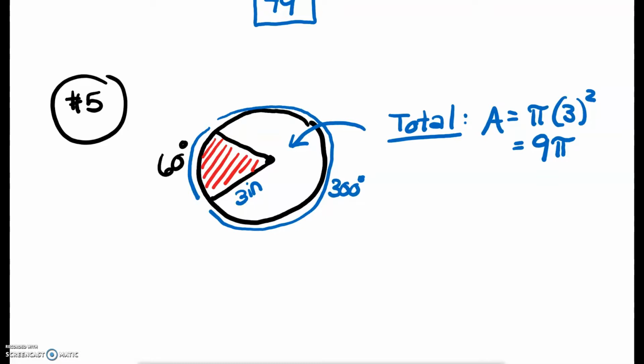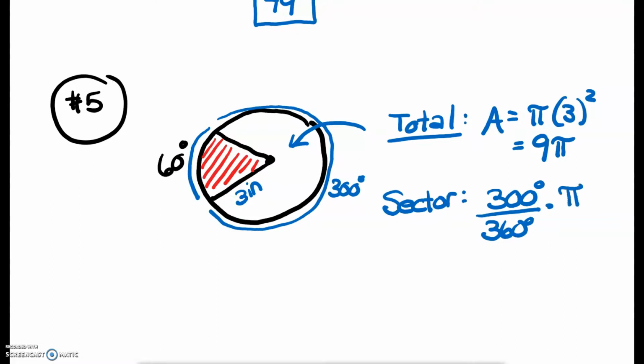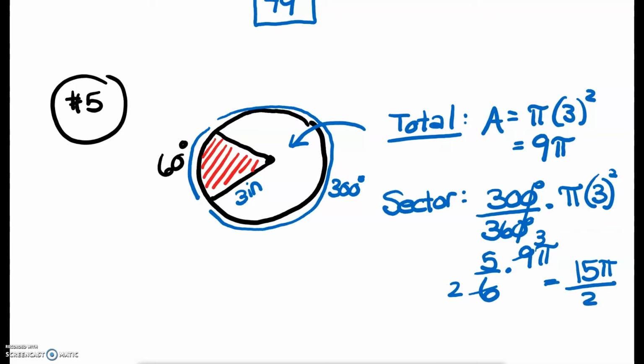So I need to find the sector area of this. And remember, sector area is going to be the degree of the arc over 360 degrees times pi r squared. R in this case is 3. So when we reduce this, our zeros reduce out, and 6 goes into both of those. 5 over 6 times 9 pi. And I know the 6 and the 9 reduce. 3 goes into both of them. So I end up with 15 pi over 2.